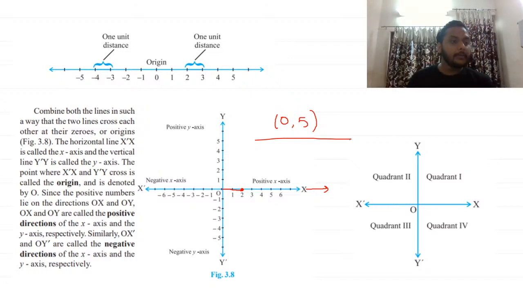Exactly. So when I'm talking about the point 0,5, we need to understand one thing, that 0,5 is a point that will be lying on the y-axis, because the y coordinate is what? Y coordinate is 5.